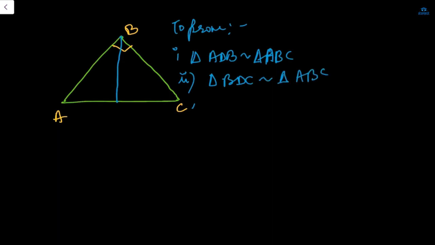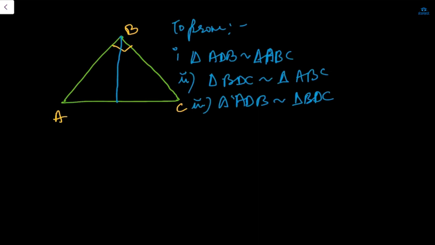And third, obviously after proving both of them, if both are similar to the same triangle, they will be similar to each other. So triangle ADB will be similar to triangle BDC. Okay. Now how can we prove this?